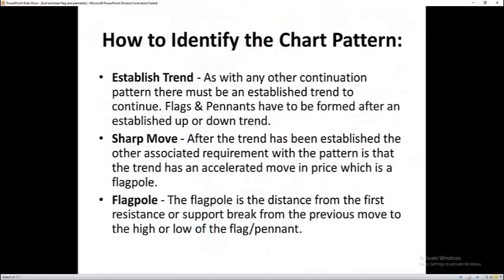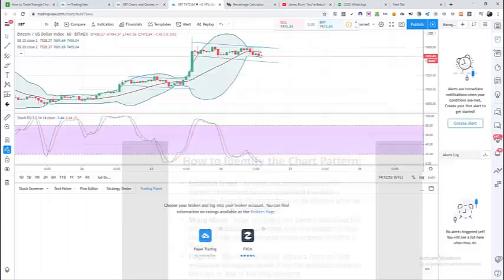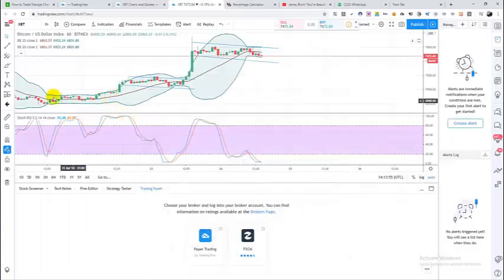Now the next one is the sharp move. After the trend has been established, the other associated requirement with the pattern is that the trend has an accelerated move in price, which is a flag pole. Now this trend has been established all the way from here. Remember, it started from 6.7, it moved all the way to 6.9, continued the uptrend 7.1, continued the uptrend 7.175, and so on. So we established that there's a move here because these are all higher highs. It was making higher highs. It shows that there's an uptrend, a bullish momentum here.